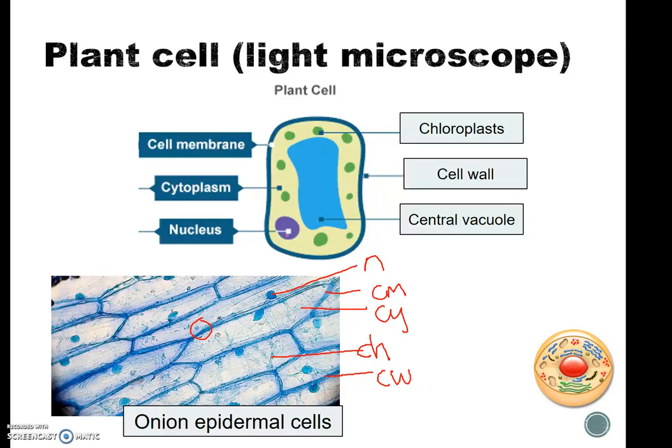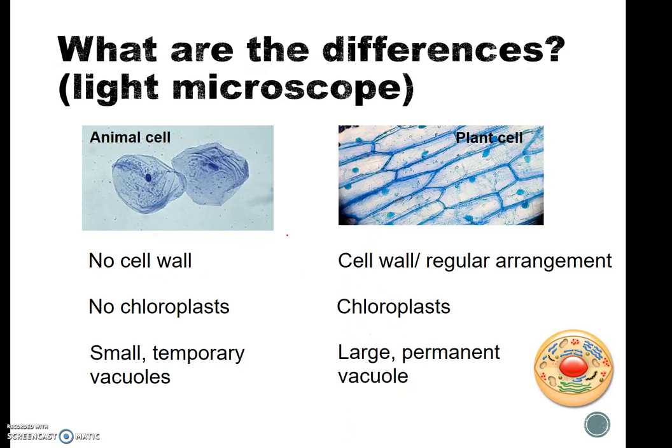So, comparing plant and animal cells under a light microscope. Okay, take note, under a light microscope, you will see that plant cells have cell walls, plant cells have chloroplasts, and these cannot be found in animal cells. Plant cells also have that large central vacuole, which you cannot find in animal cells. Animal cells, you'll see later, have vacuoles too, but they're small and temporary. So just take note of the differences that you can see under a light microscope.